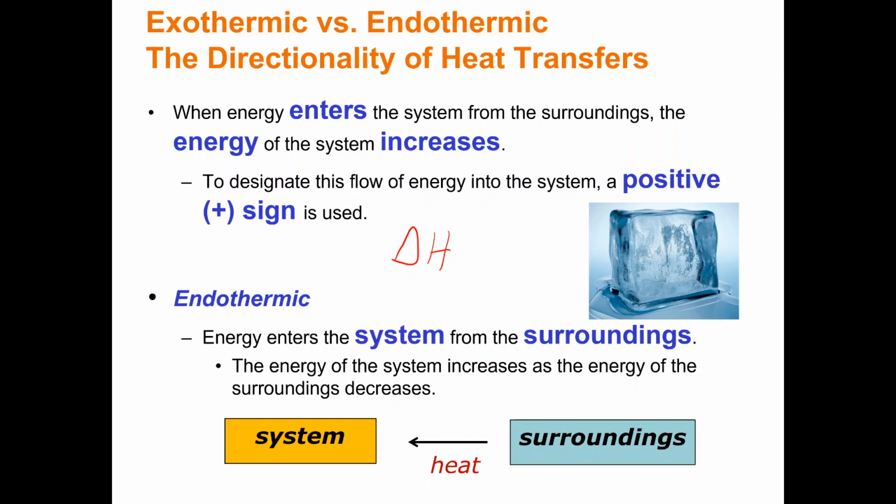So an example of this would be like taking an ice cube and putting it on the counter. Okay, so melting water, or melting ice, excuse me. This would be an endothermic process. So it requires heat to go from the surroundings into the system. Okay, so heat enters the system, or energy enters the system from the surroundings. Okay, and so from the system's point of view, the energy of the system increases, and the energy of the surroundings decreases.